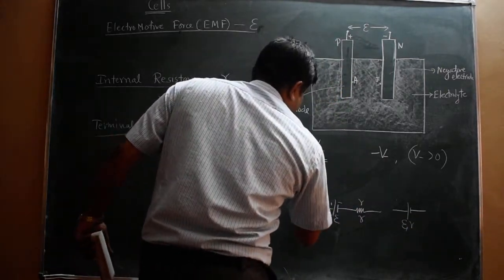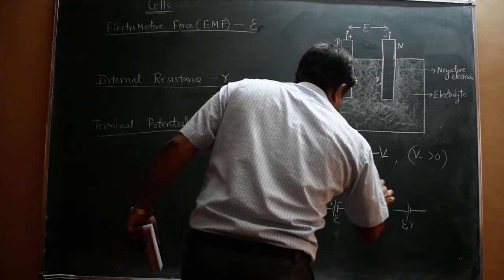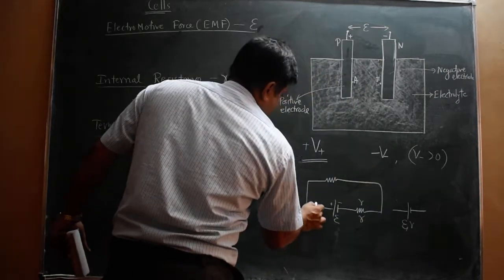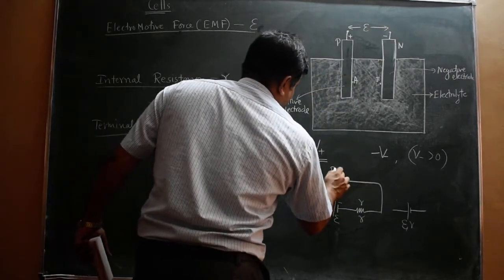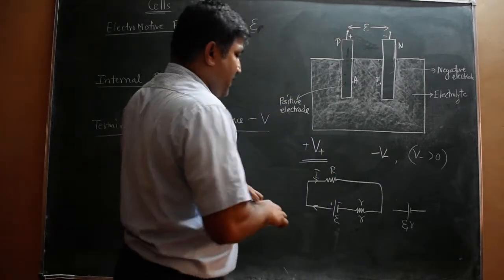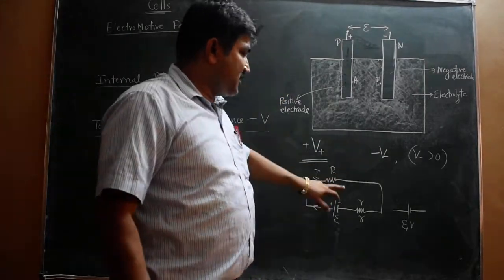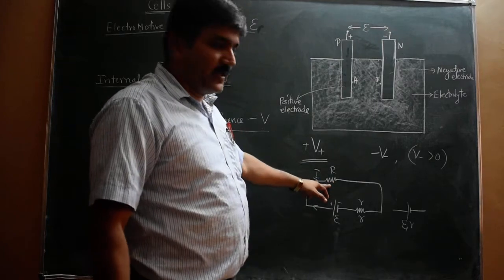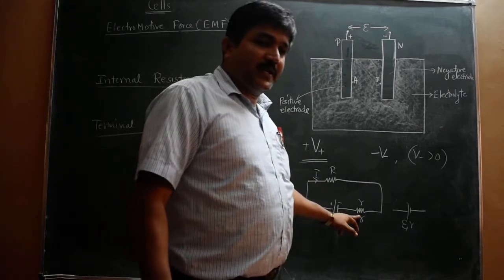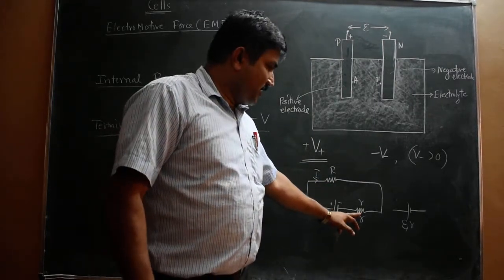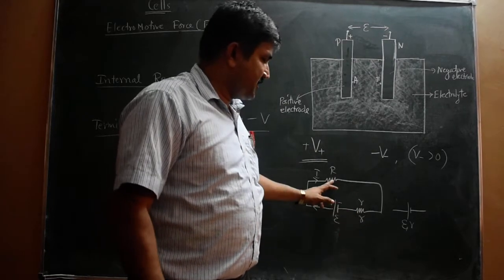Now when I connect a resistor, what happens? There will be current in the circuit. That means a current flows in the resistor. So there will be opposition caused by the external part, that is the external resistor R, and also the internal resistance. Internal resistance is small r and external resistance is capital R.